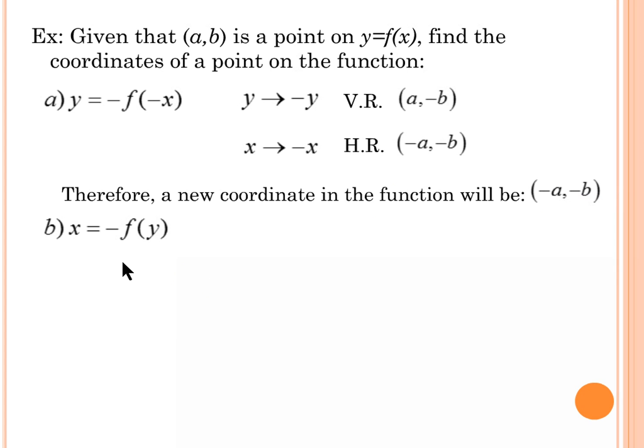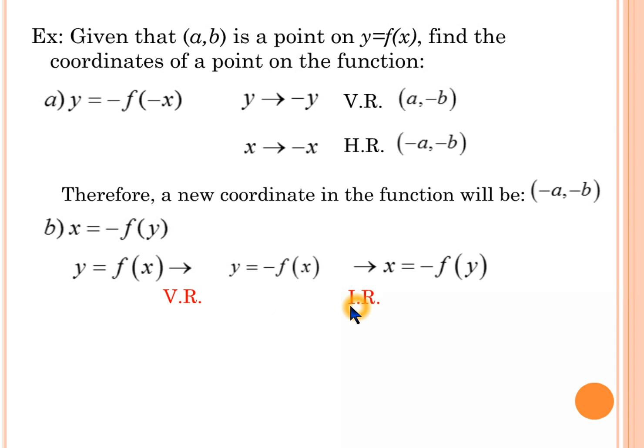For my second example, I have x equals negative f of y. So once again, my original function was y equals f of x, and then I undergo a transformation, x equals negative f of y, and I want to find the new point (a, b). Alright, so let's take a look at this example here. My original function was y equals f of x, and since there's a negative sign on the outside, that represents a vertical reflection. So when you have a vertical reflection, this is what you would have. And then finally, x and y, these two letters will interchange. So that means I have an inverse relationship.